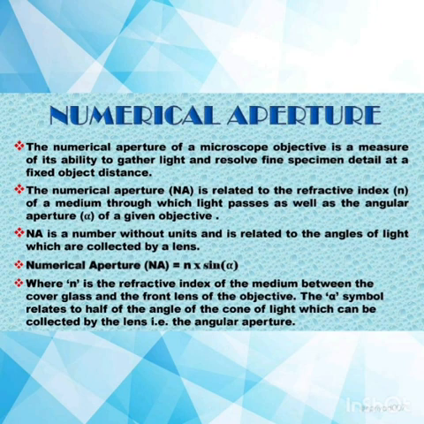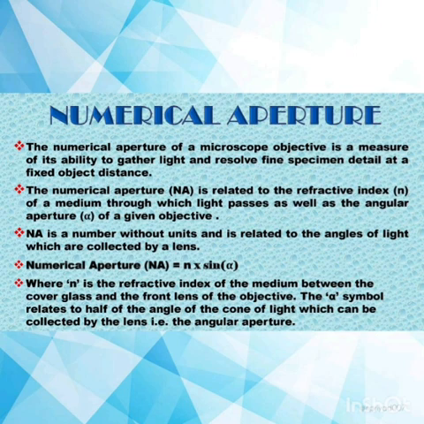Next, numerical aperture. The numerical aperture of a microscope objective is a measure of its ability to gather light and resolve fine specimen detail at a fixed object distance. The numerical aperture is related to the refractive index of the medium through which light passes, as well as the angular aperture of a given objective.